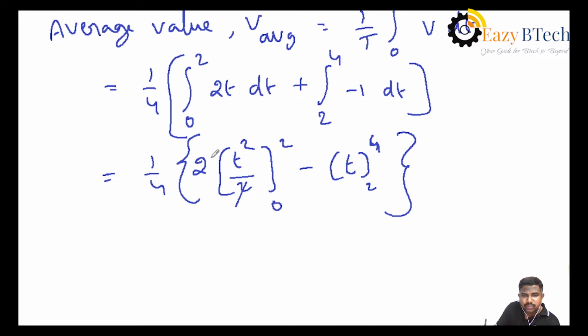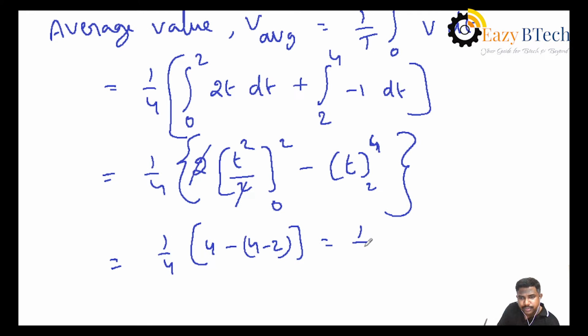Then 2 will be cancelled. 1 by 4. Apply the limits here. 2 square by 2 minus (4 minus 2): 4 minus 2 is 2. Again 4 minus 2 is 2. That is 1 by 4 into 2, nothing but 1 by 2. Okay, for this waveform, the average value is 0.5 volts.